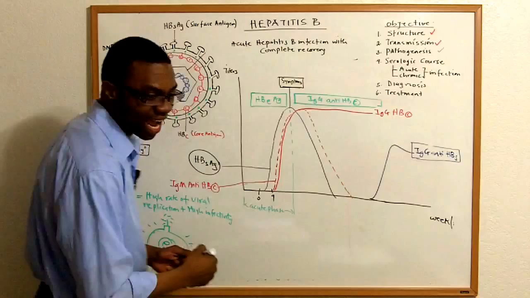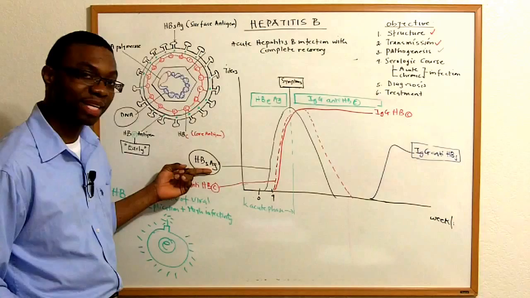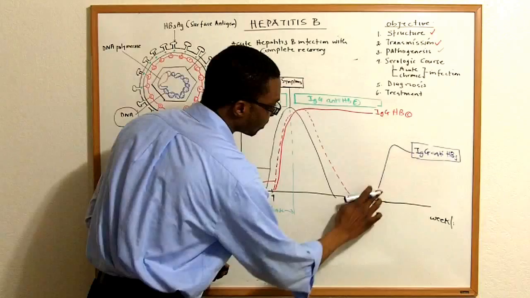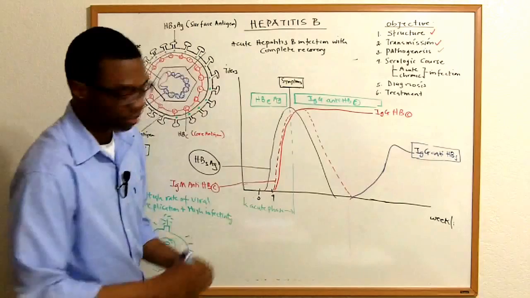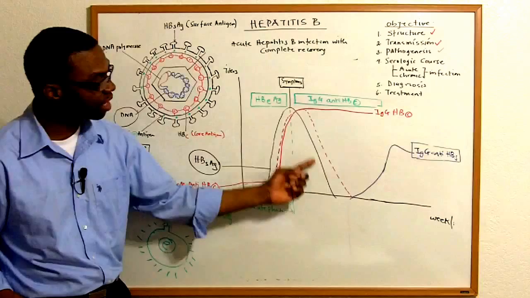Now the time between when we actually start making IgG and when the surface antigen is being destroyed and cleared out of our system is called the window period. Let's make the graph actually here. Okay? So, when somebody's in the window period, they're not going to be positive for a surface antigen because it's already getting cleared out of the system.